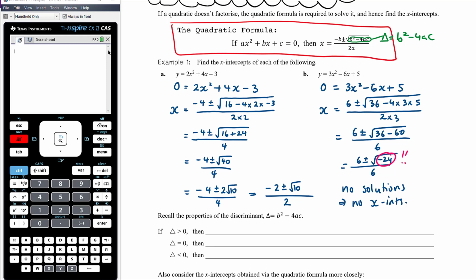and so therefore the equation has two solutions, which means the parabola has two x-intercepts.